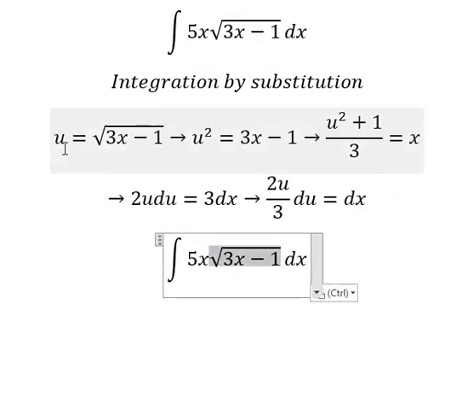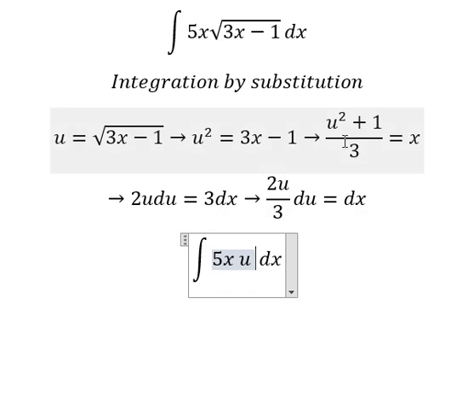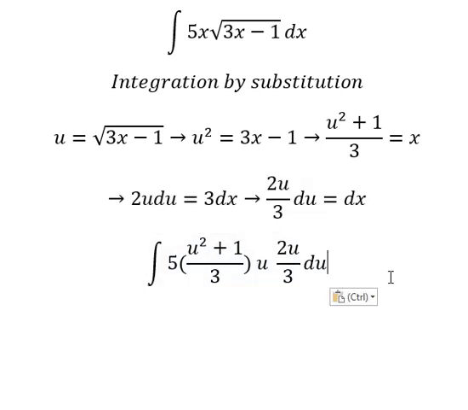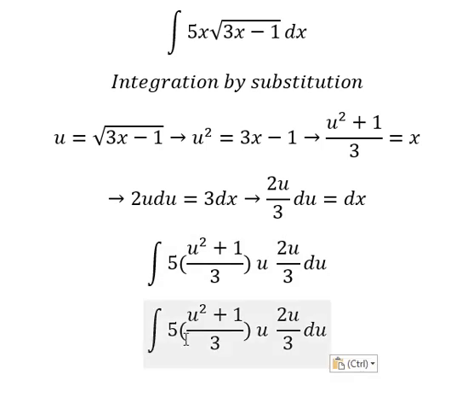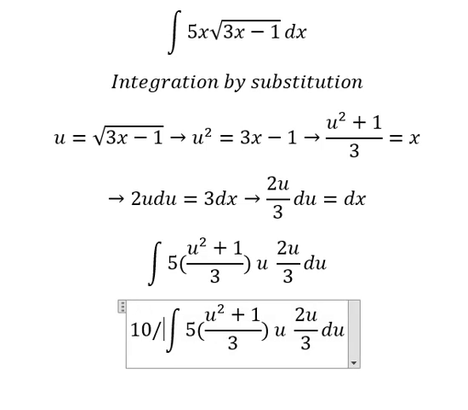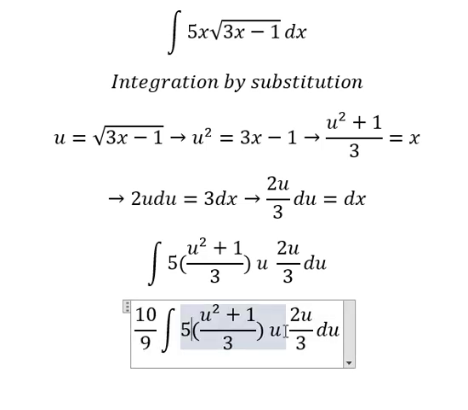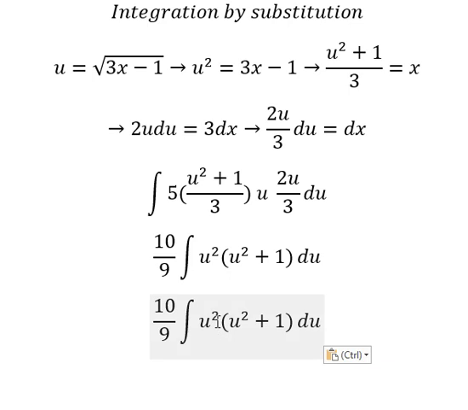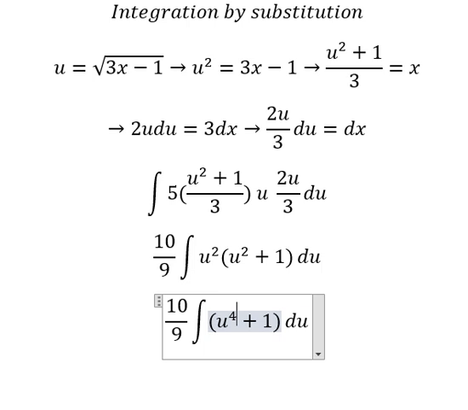So this one we change for u. The x we change for this one. Now 5 over 3 with 2 over 3 gives 10 over 9. So u and u, we have u squared, and we have it like this. So u squared multiplied by u squared and 1, we have it like this.